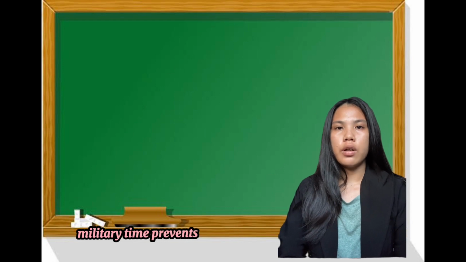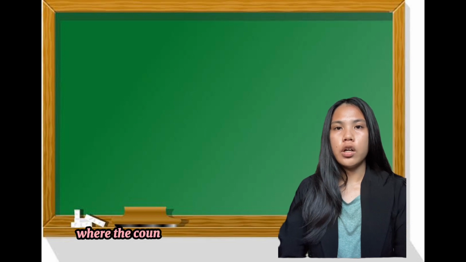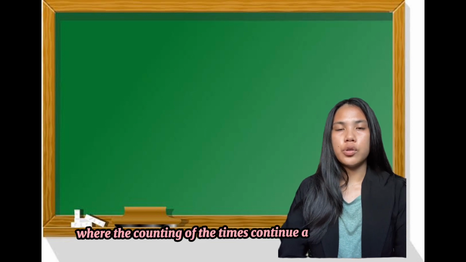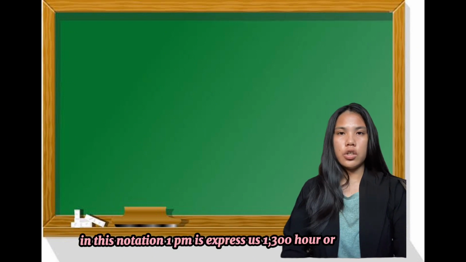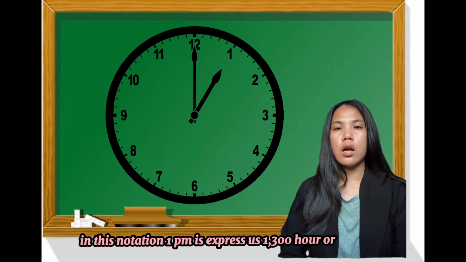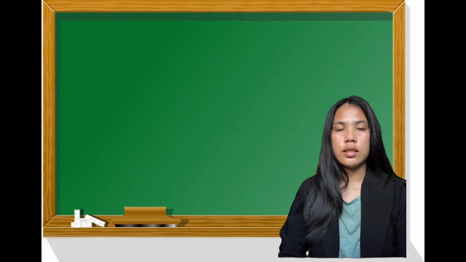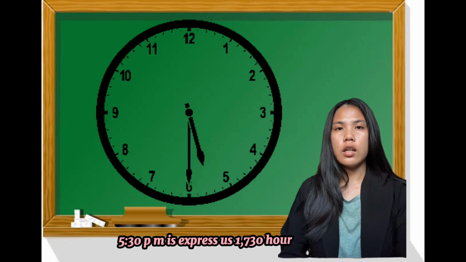Military time prevents this ambiguity by using 24-hour notation, where the counting of the time continues all the way to 24. In this notation, 1 p.m. is expressed as 1300 hours, or 5:30 p.m. is expressed as 1730 hours.